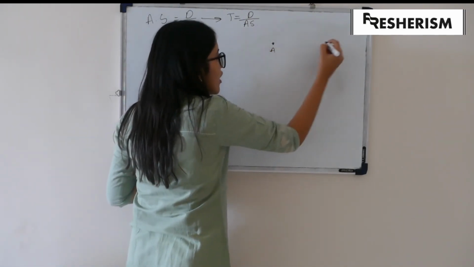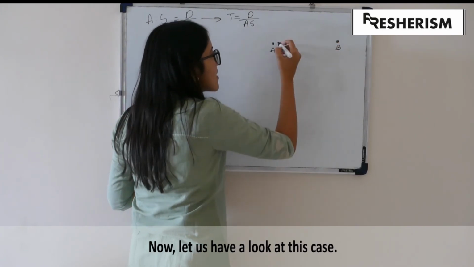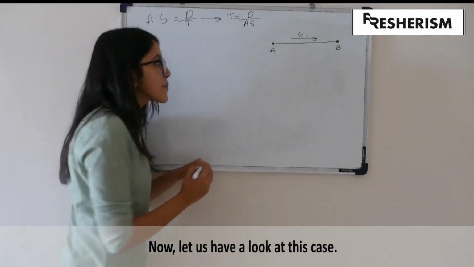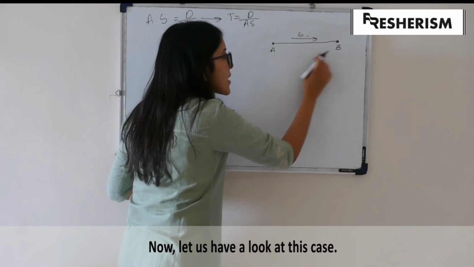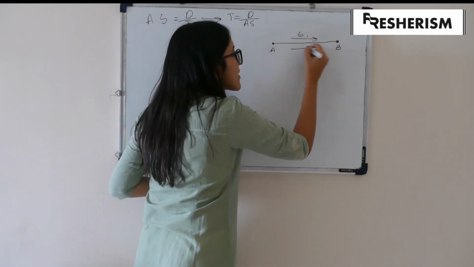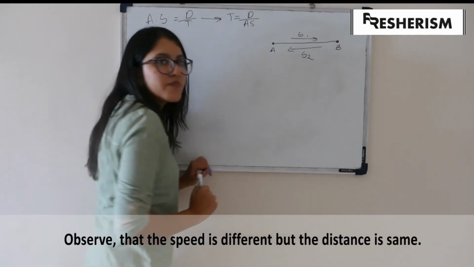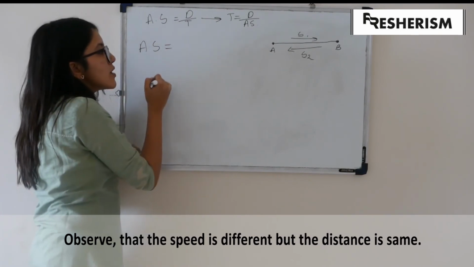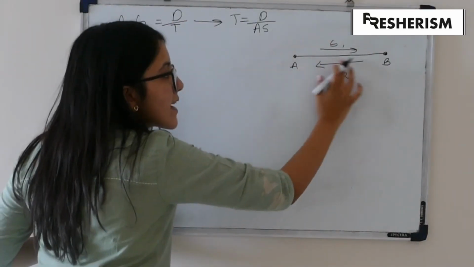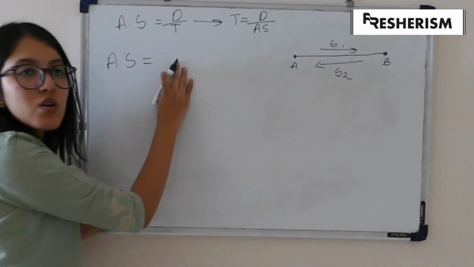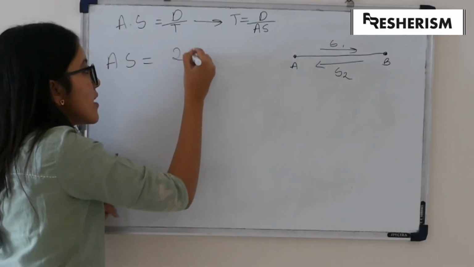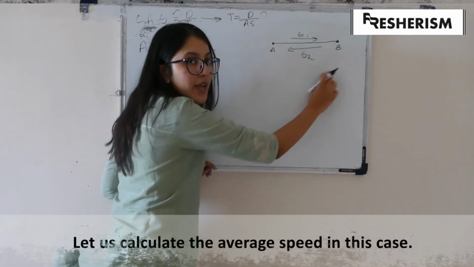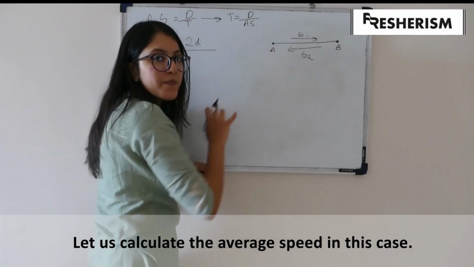Now, let us see this first. From point A to point B, a vehicle travelled in the speed of S1. Now, while coming back from B to A, the vehicle travelled in a speed of S2. Therefore, we can say that average speed will be equal to distance. If we take the whole distance to be d, then our total distance travelled will be 2d upon time. We have to add the time of going from A to B and also from B to A.